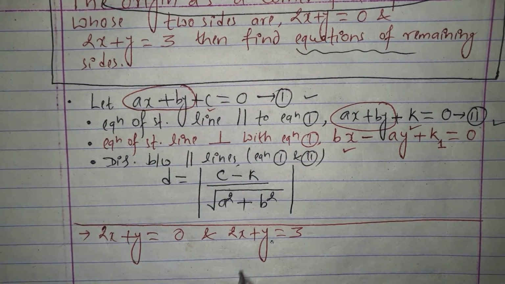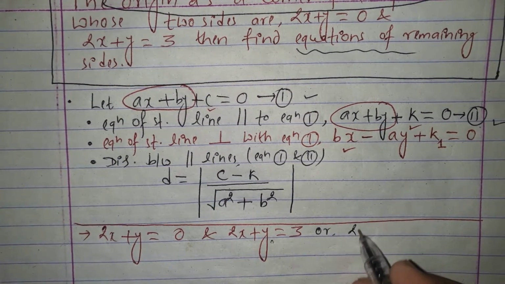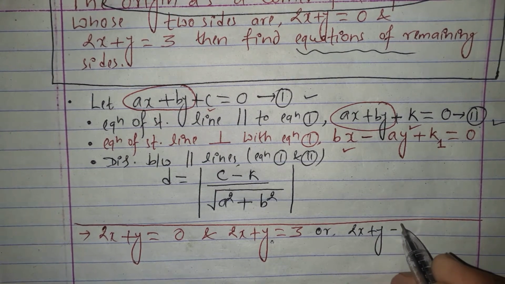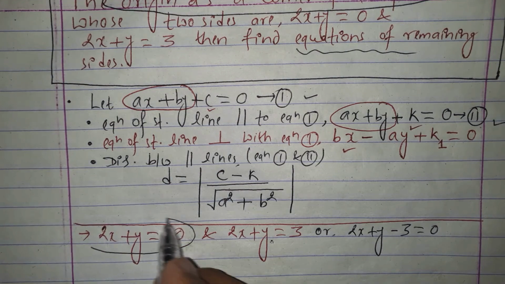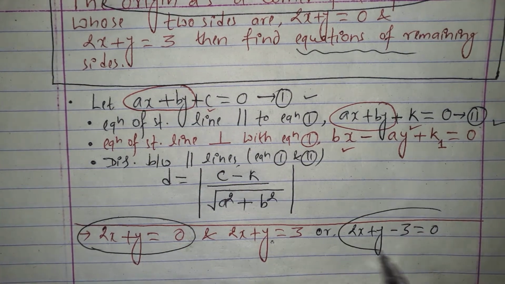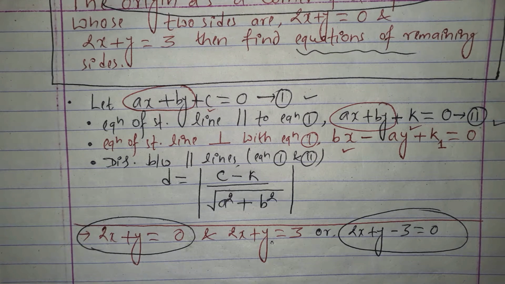And by observing this, the second line can be written as 2x plus y minus 3 is equal to 0, just transposing the 3 to the left hand side. This is one equation, this is the second equation. These two equations represent the sides of the square.